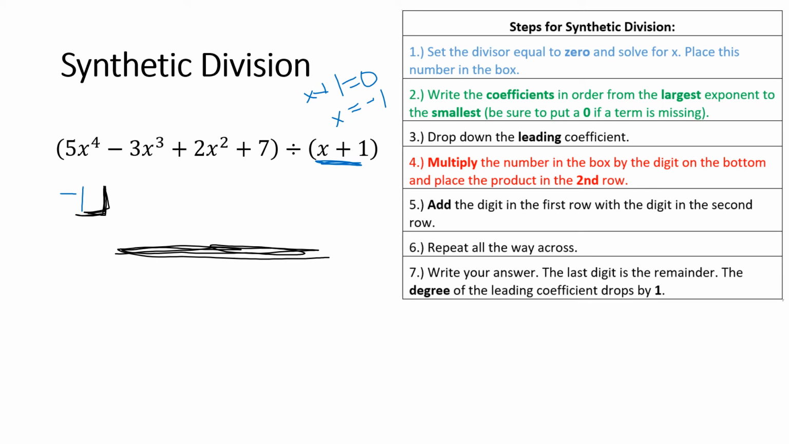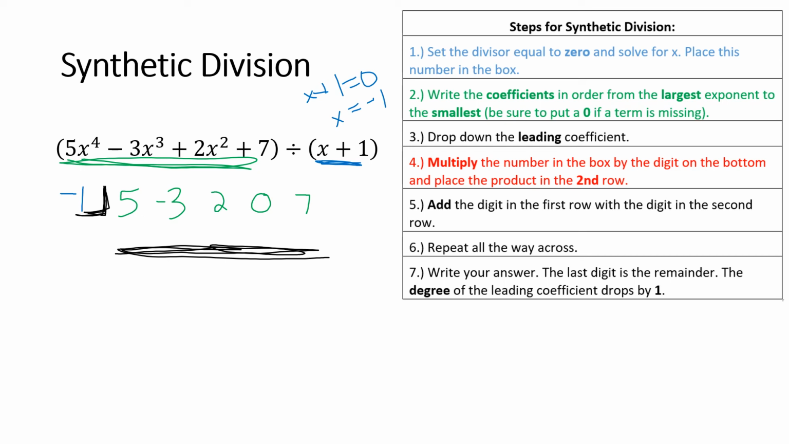Now we're going to take the coefficients from our numerator here, and we're going to put them in order from the largest exponent down to the smallest exponent. Remember to put a 0 if a term is missing. So we've got 5, that represents 5x to the 4th. We've got a negative 3 to represent negative 3x to the 3rd power. We've got a 2 to represent 2x squared. And notice there's no constant, so we're going to put a 0 to represent the fact that there are no constants here.